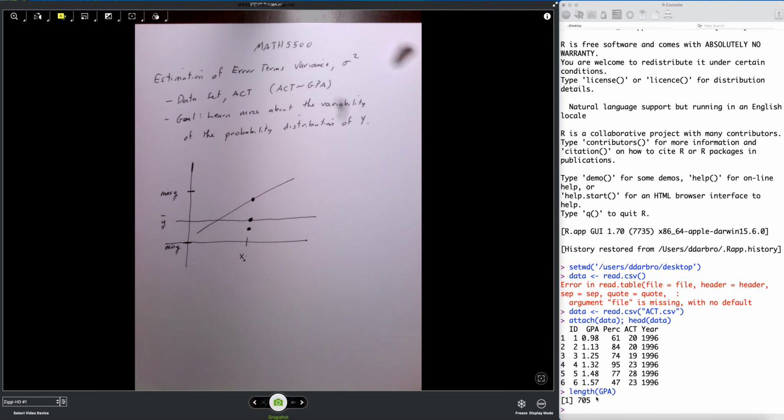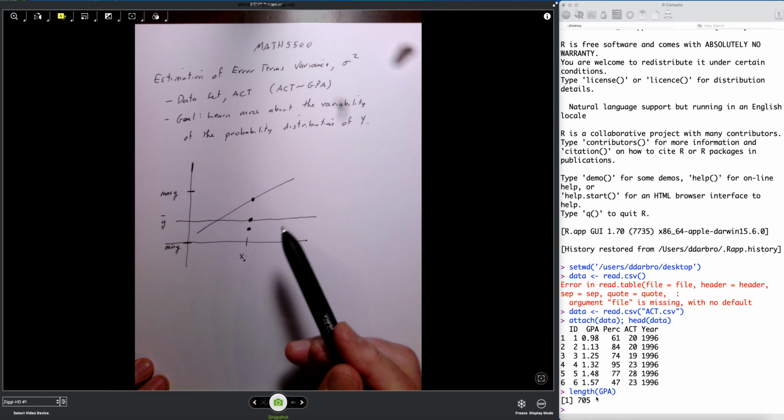Now, the goal here is to learn more about the variability of the probability distribution of Y. And we know from undergraduate statistics that, in a single variance setting, the sample variance is an unbiased estimator of the population variance. However, we know that the sample standard deviation is a biased estimator of the population standard deviation. So just keep that on the back burner.